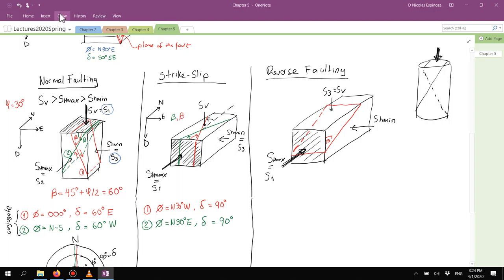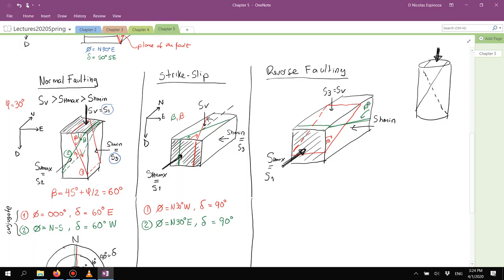And as you might expect, you're also going to have a conjugate solution or alternative solution, which is going to be a plane that goes like this and fails the rock like that, where now the angle beta is that one.